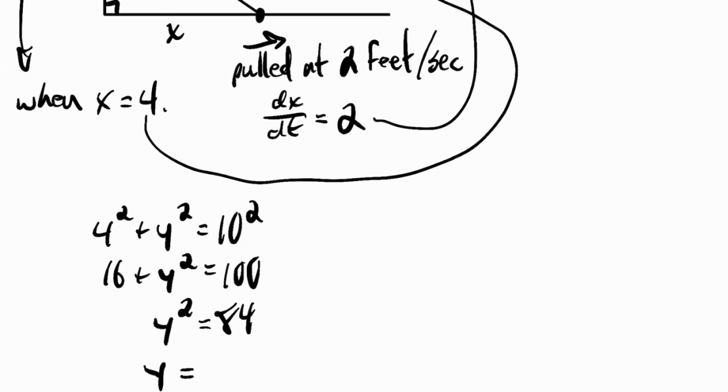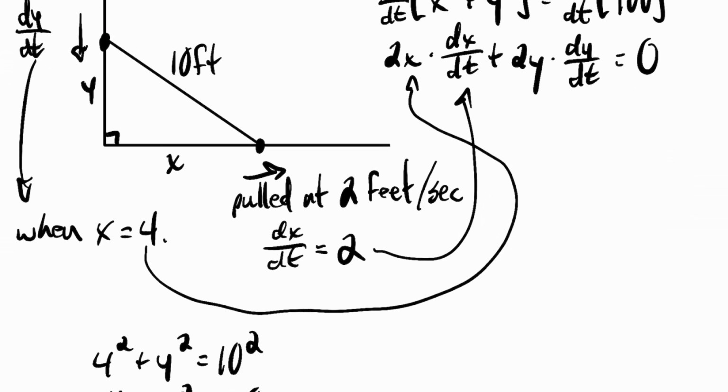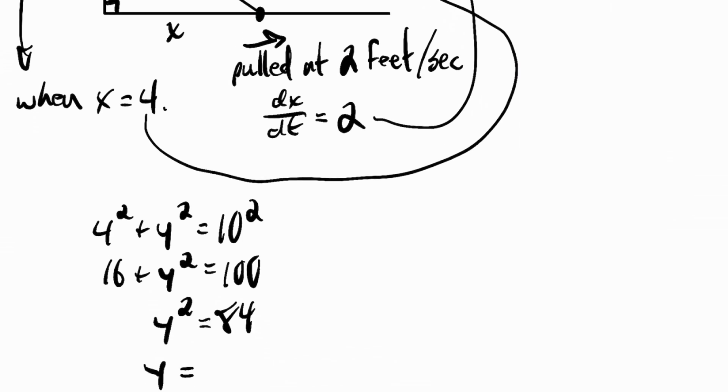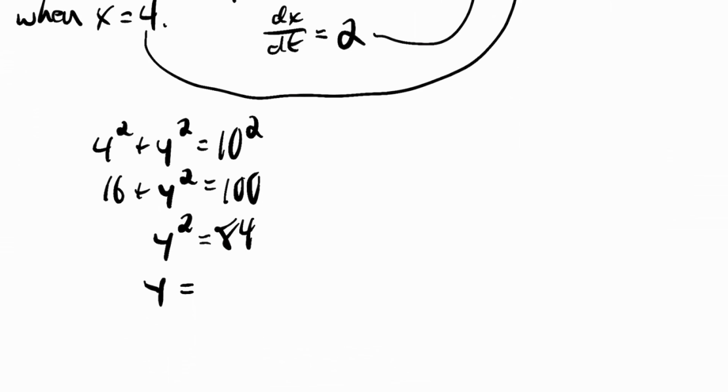So y, now y is always going to be positive, right? Because y is the altitude of that triangle. It can't be negative. So I don't have to worry about plus or minus here. This is the square root of 84. And if you want, that reduces to root 21, if you want to simplify it a little bit. Okay, so that's my y value.